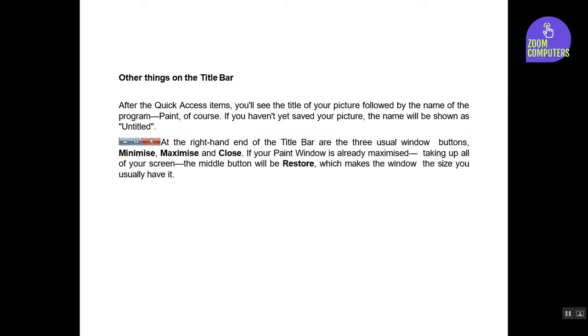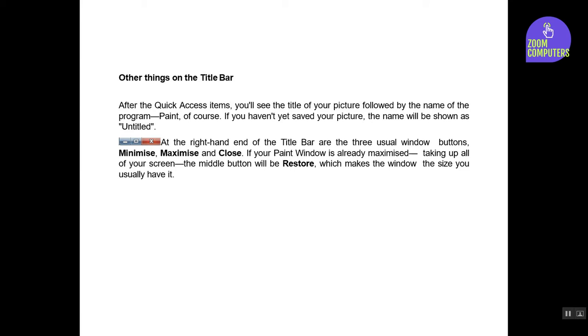Other things on the title bar. After the quick access items, you'll see the title of your picture followed by the name of the program, Paint, of course. If you haven't yet saved your picture, the name will be shown as Untitled.